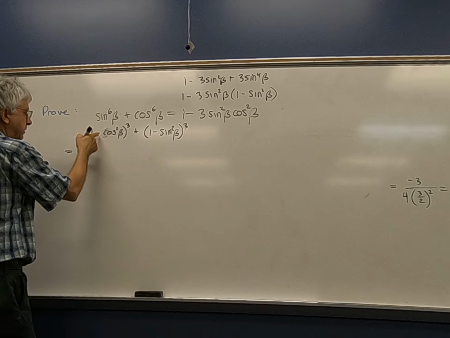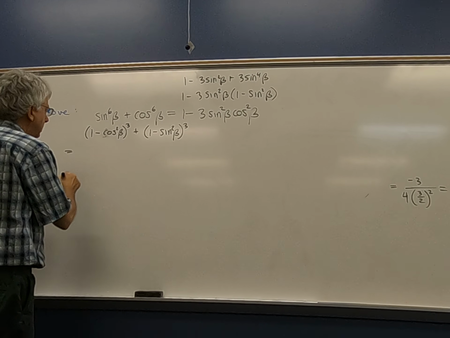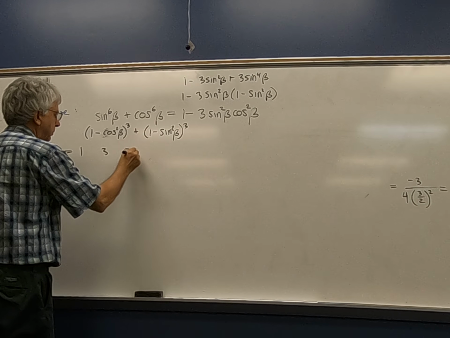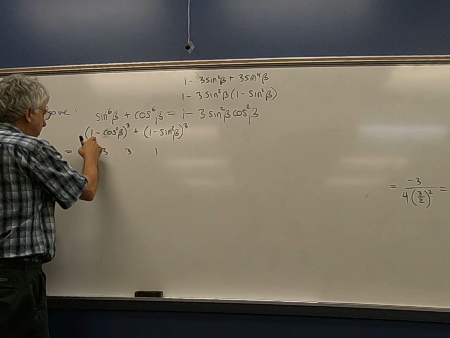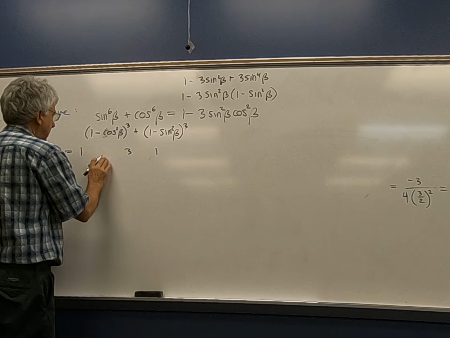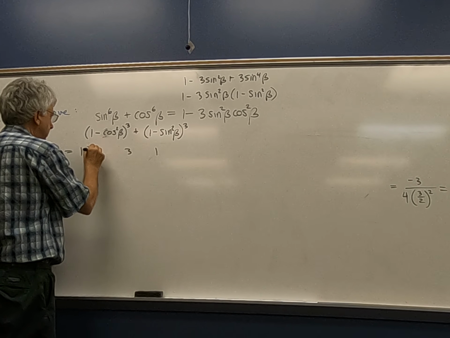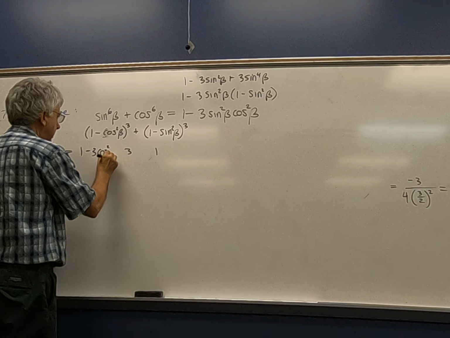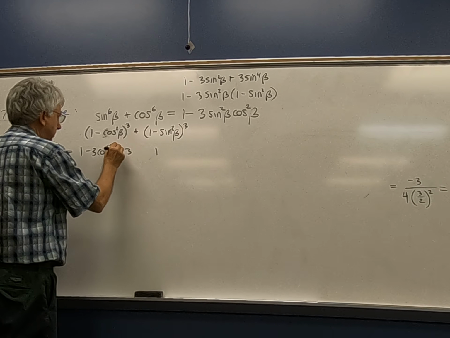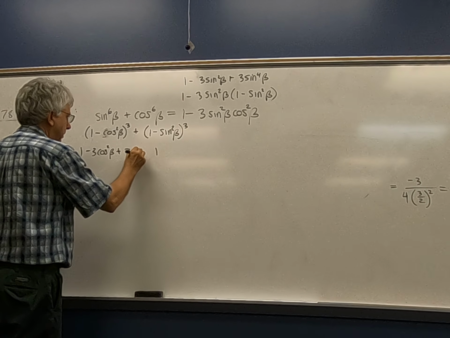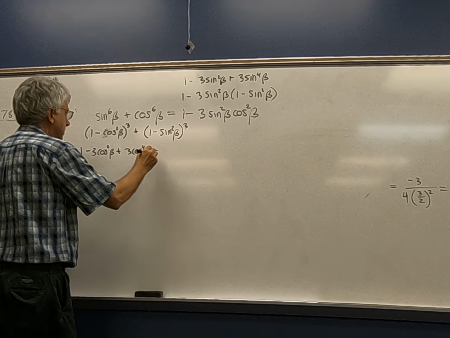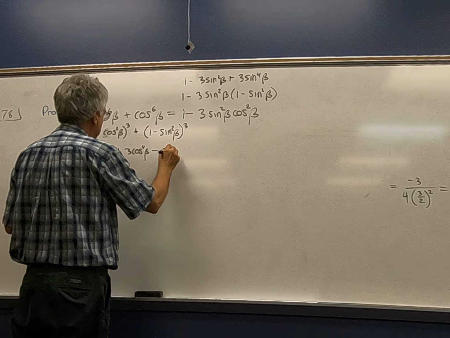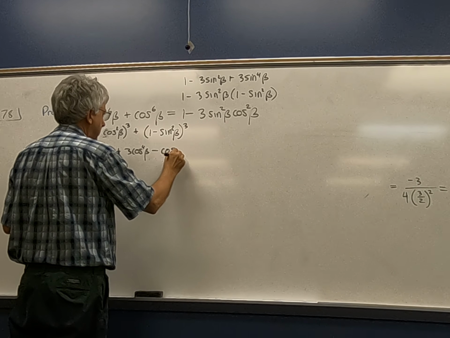And what happens when I expand this? Well, 1, 3, 3, 1, right? Again, Pythagoras is Pascal's triangle. So 1 times whatever, minus 3 cosine squared beta, plus 3 cosine to the 4th beta, minus cosine to the 6th beta.